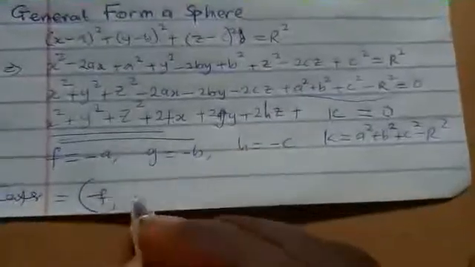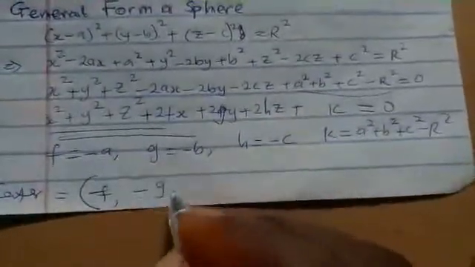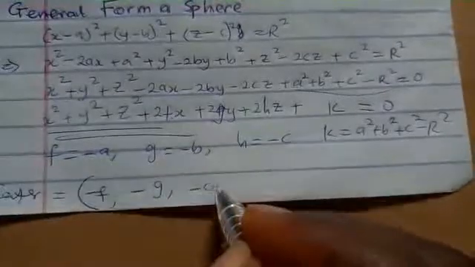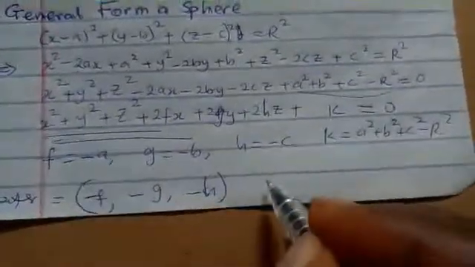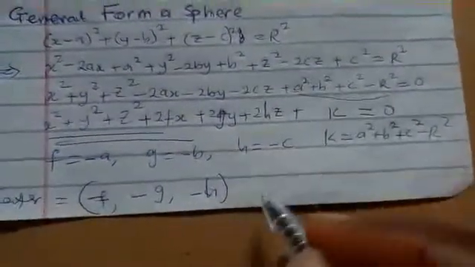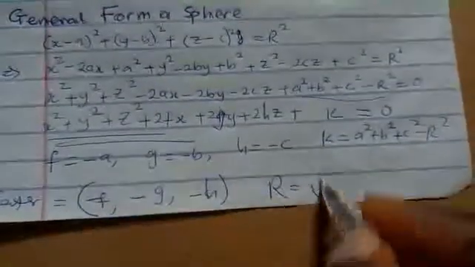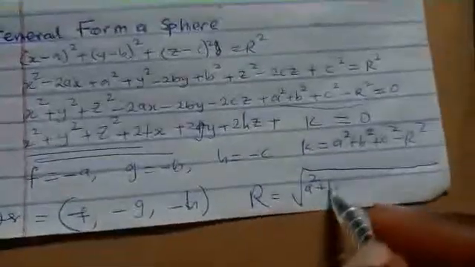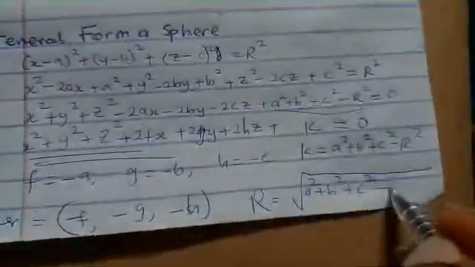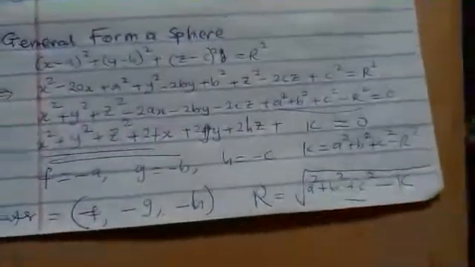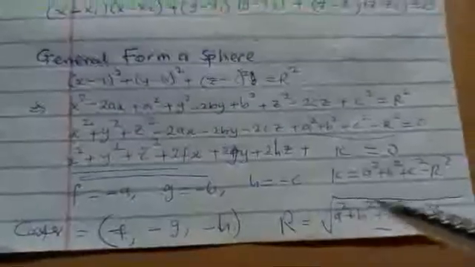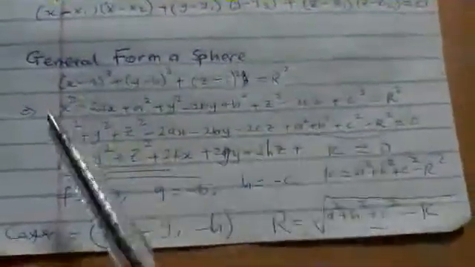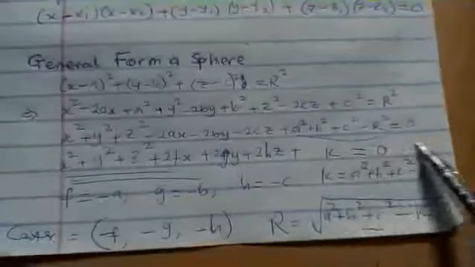So the center here will just be minus f comma minus g comma minus h. And if you make r the subject of the formula, the radius will just become the square root of a squared plus b squared plus c squared minus k. So we normally use this when we are finding the center and the radius of a sphere when a sphere is given, but a sphere will be expressed in this format.